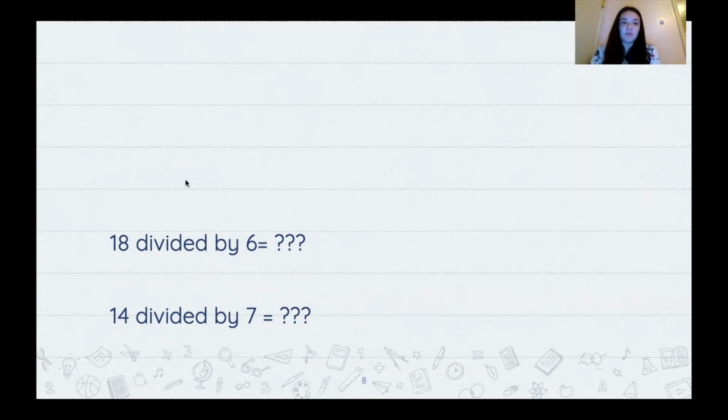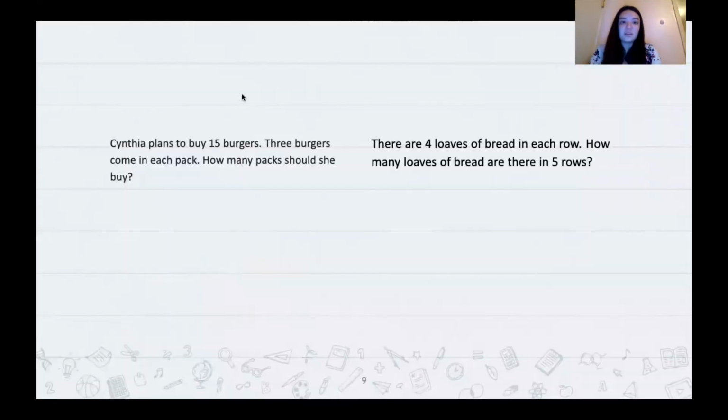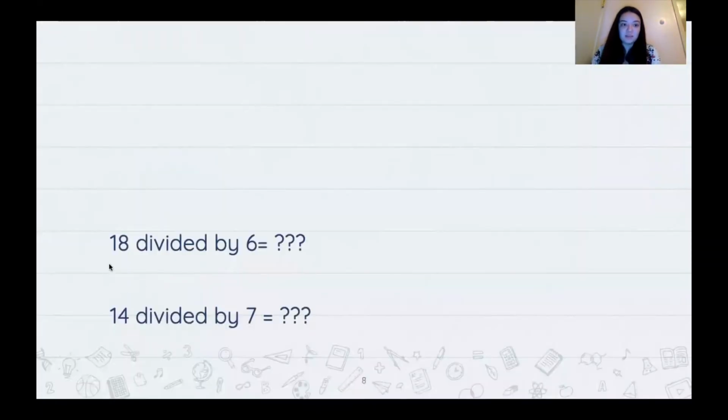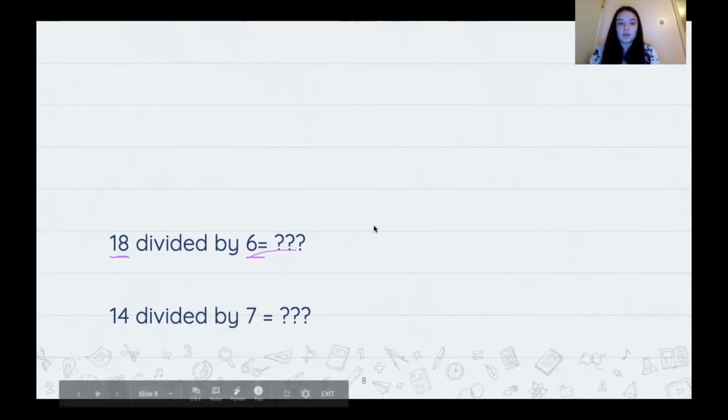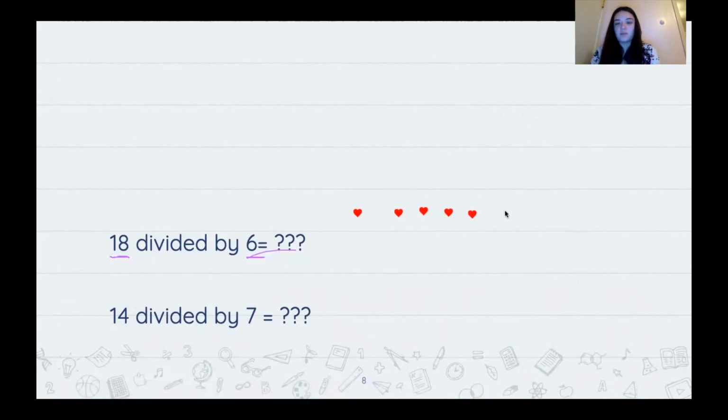18 divided by 6. That means I have a total of 18 things, and I'm going to divide them into 6 groups. So again, I'm going to take my stamp and I'm going to make 6 groups. 1, 2, 3, 4, 5, 6, and now I'm going to keep counting until I hit 18. So that was 6, 7, 8, 9, 10, 11, 12, 13, 14, 15, 16, 17, and 18.